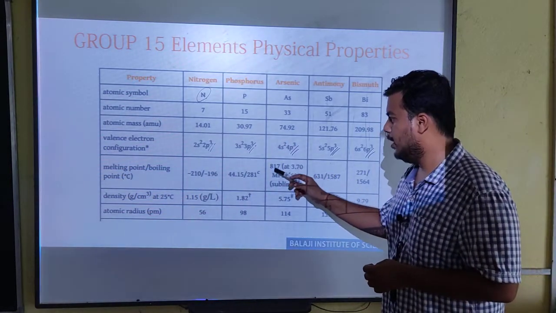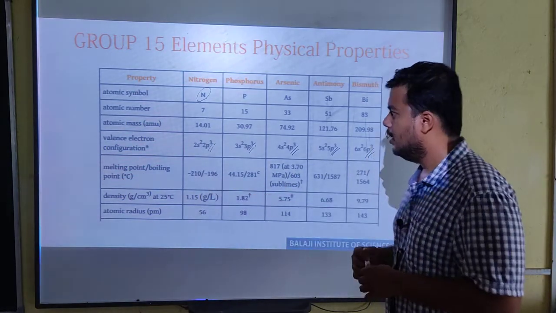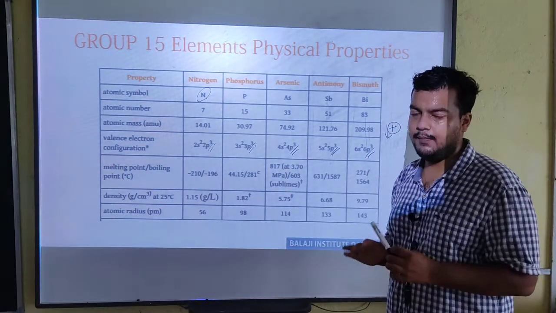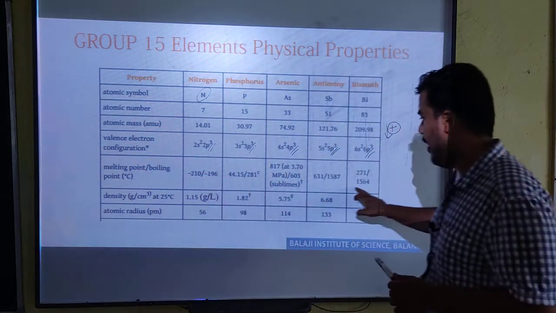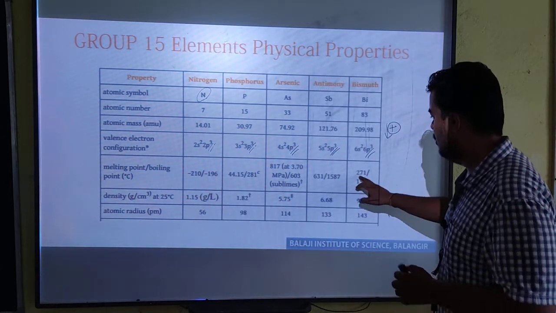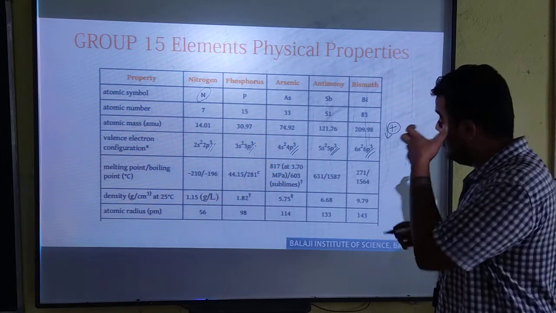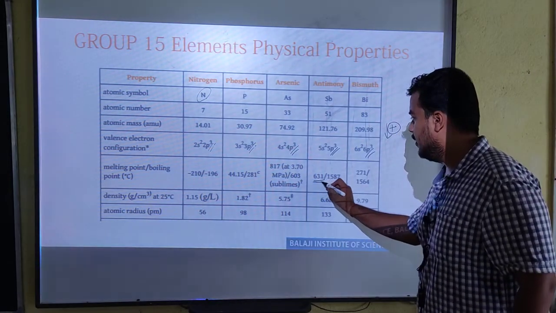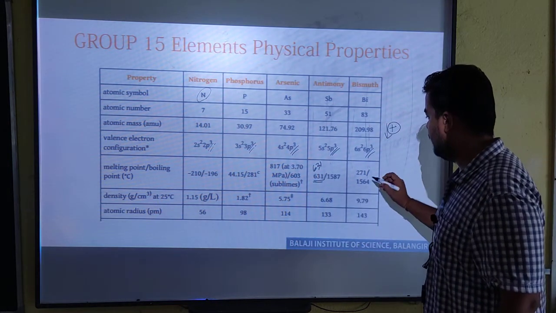That's why their boiling point and melting points are very high as compared to the other 2 elements of the same group. So as you can see, here is a very wide range of melting and boiling point from minus 210 degrees Celsius to 271. Here one more thing you have to notice, for antimony the melting point is 631, but for bismuth it is 271.